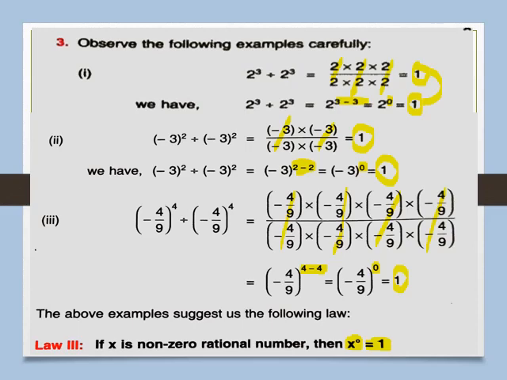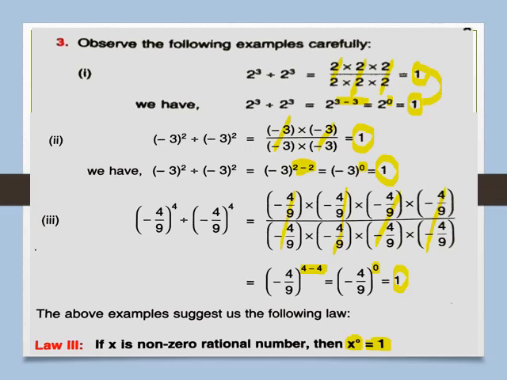Its value is equal to 1. See the next example: minus 3 raised to 2 divided by minus 3 raised to 2. Here the bases are minus 3 and the powers are equal. So if you do this, the numerator and denominator get cancelled. Therefore your answer is what?